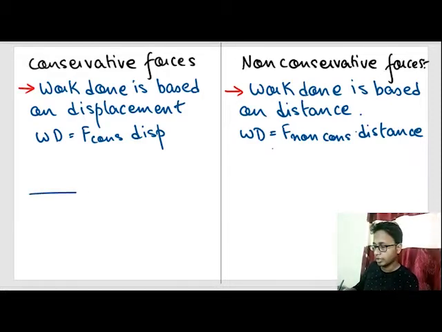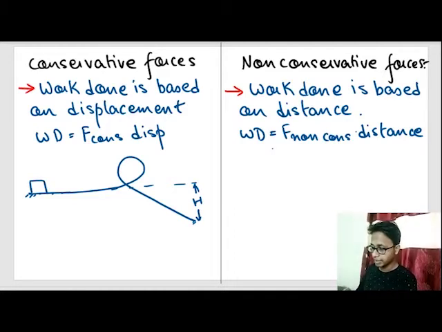Suppose this is a roller coaster and it started out here. The height between this level and this level is given as h. The roller coaster goes in this direction, goes through the loop and comes down. What is the net work done by gravity?